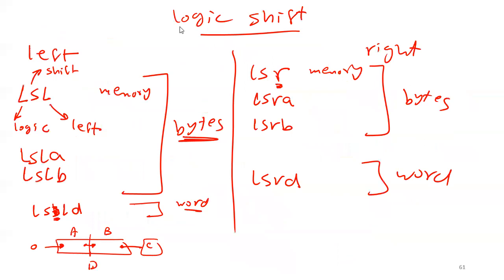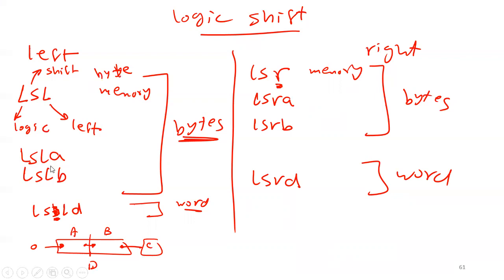So now I'm going to talk about instructions. What instructions do we have to do shift? The first instruction we have, guys, you see here: L for logic, S for shift, L for left. So LSL, logic shift left. And then here you have to put a memory location, and this memory location has to be a byte. This way, you can logic shift left a byte in a memory location. Is that okay? Similar to what we did before.